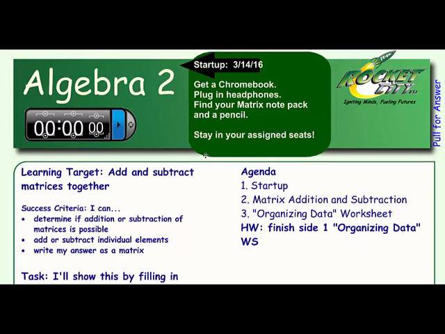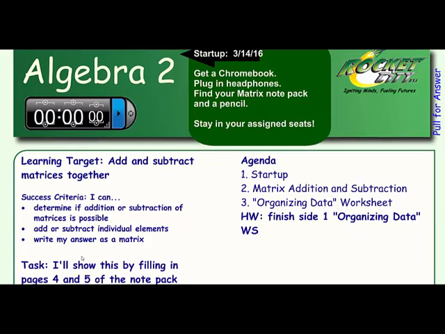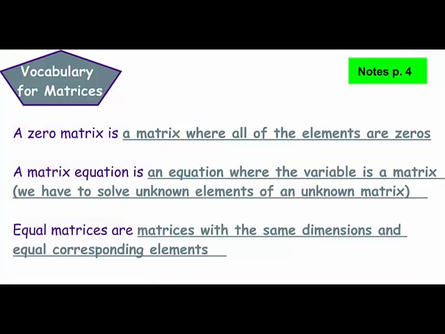By the end of today, you should be able to add and subtract matrices together. There are times when you can and can't add or subtract a matrix, so you should be able to determine if it's possible. If it is possible, you should be able to add and subtract individual elements and write your final answer as a matrix. We're going to look at pages 4 and 5 of the notepad to make sure this happens. So let's go ahead and flip to page 4.